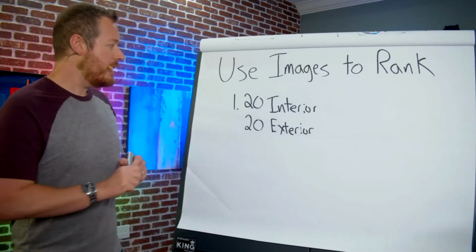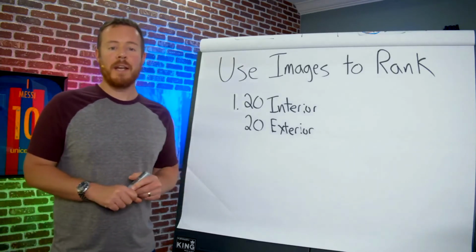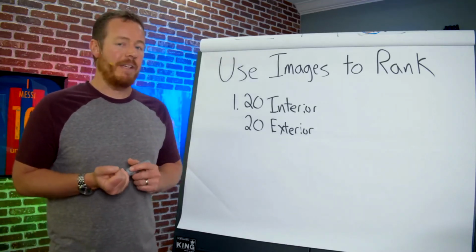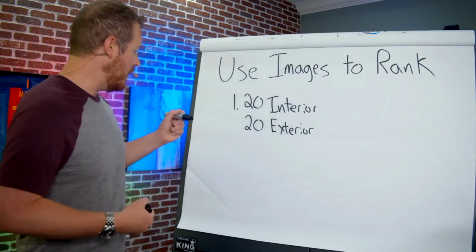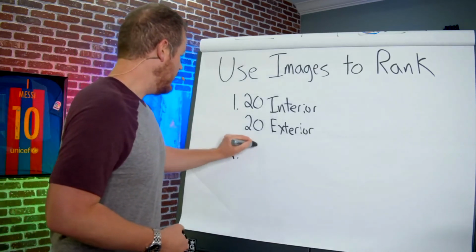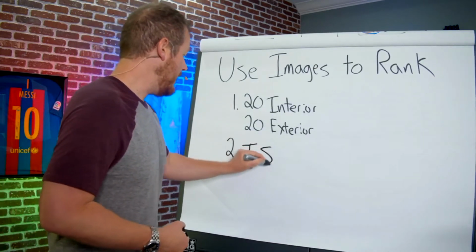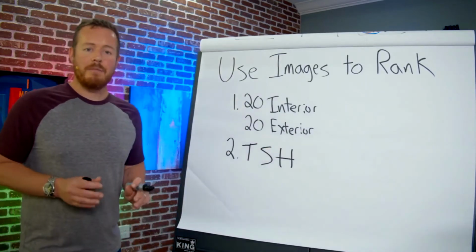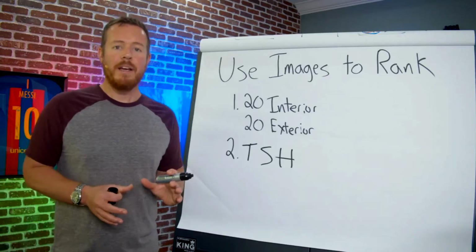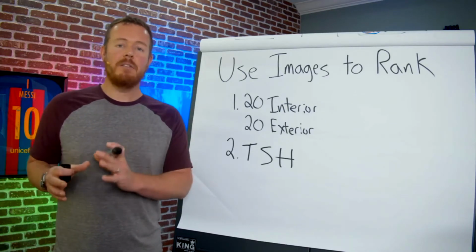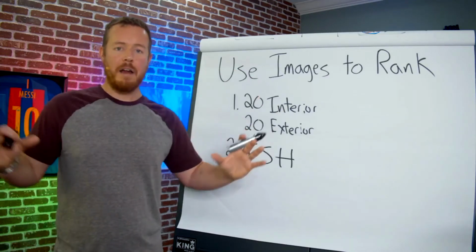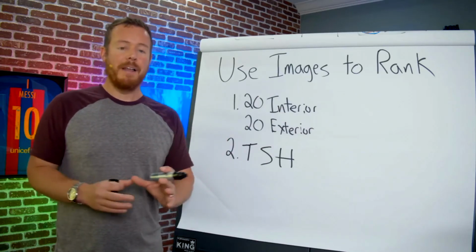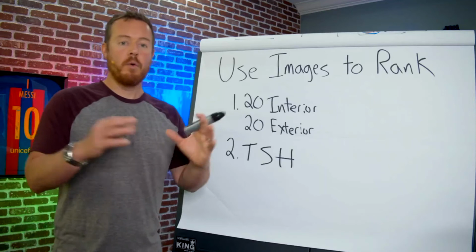Now, the next thing that you want to do is something I've talked about quite a bit, called the Team Selfie Hack, and I'm going to show you how that works. We'll call it TSH for Team Selfie Hack. The Team Selfie Hack is a trick that allows you to get the latitude and longitude of the entire area that you're trying to serve on your Google My Business profile, and it's going to make you much more relevant for the area that you serve.